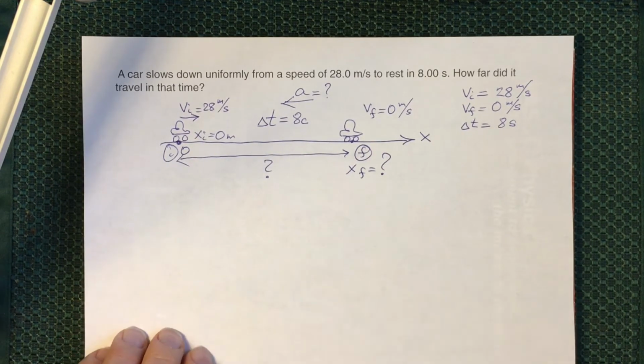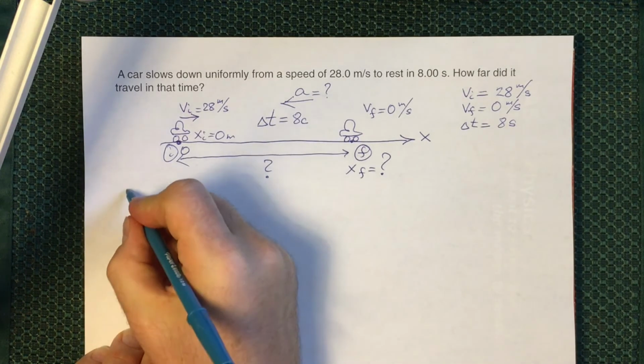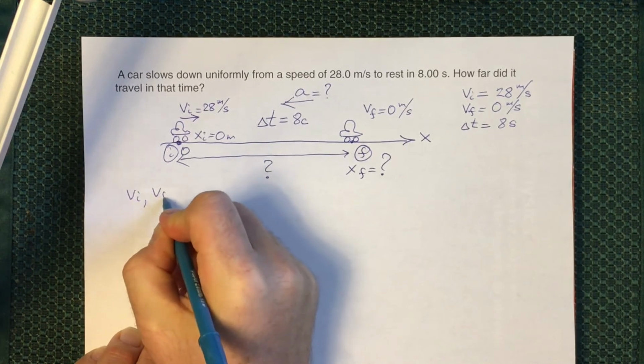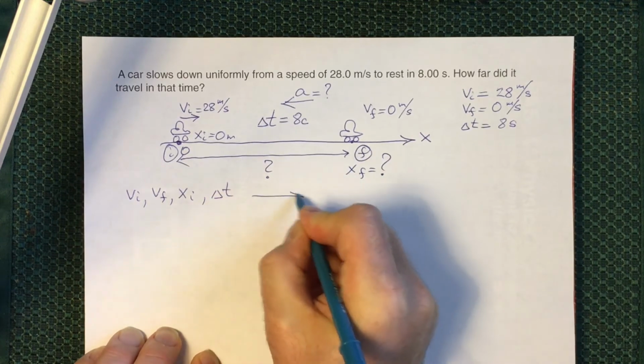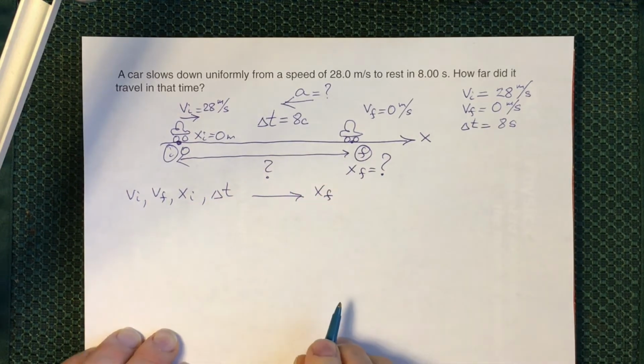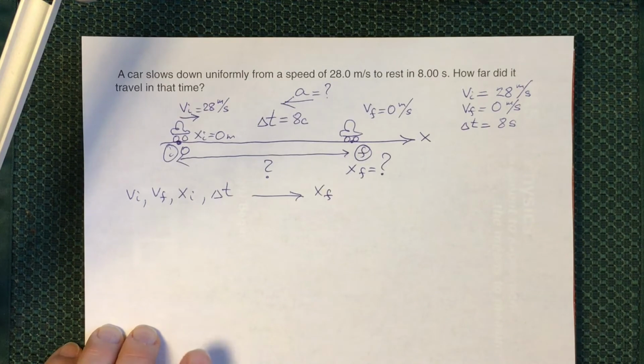After you have the axis and origin, and all numerical data reflected on your picture, you have to list all known quantities, quantities for which you have numerical values. I know V initial, I know V final, I know x initial, and I know delta t. I am looking for x final. After you have this list of known and unknown quantities, you have to look at your formulas and pick a formula which will have everything, known and unknown quantity.